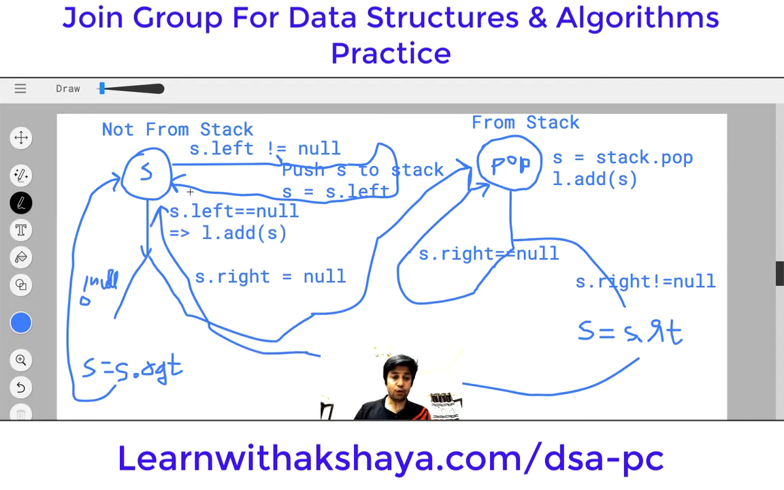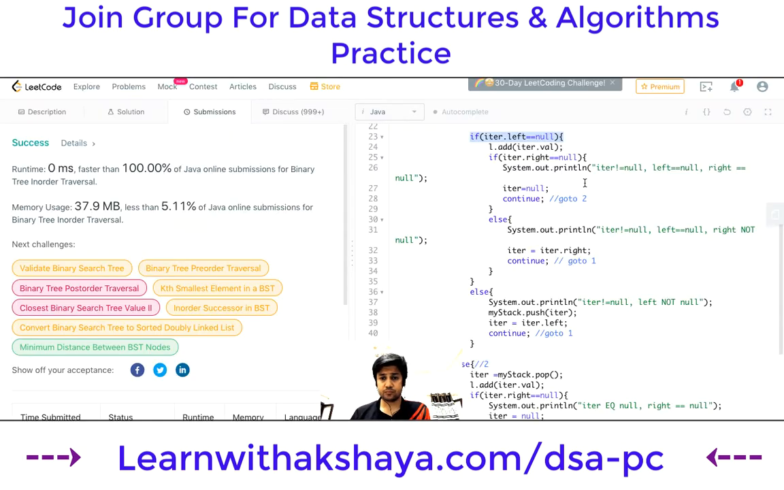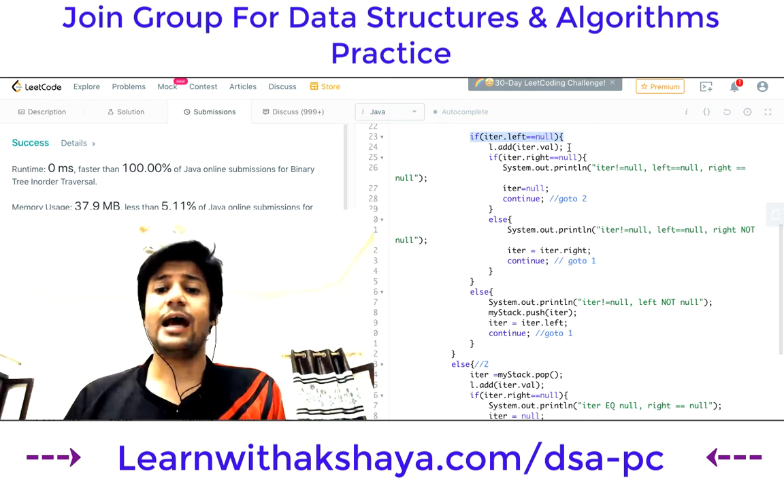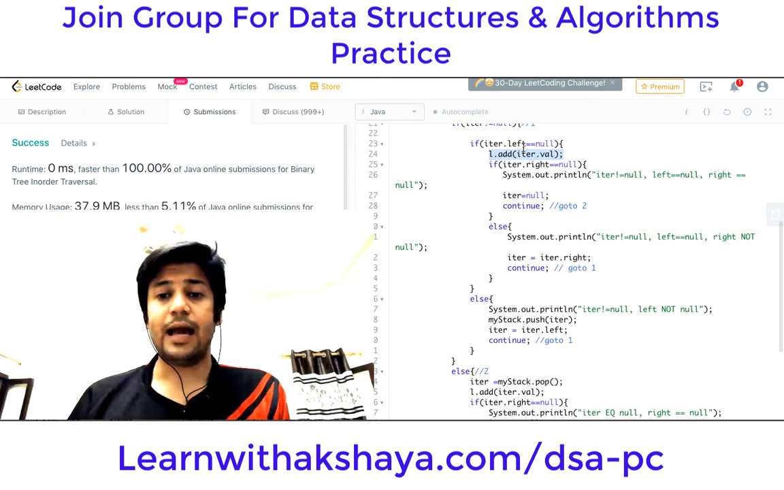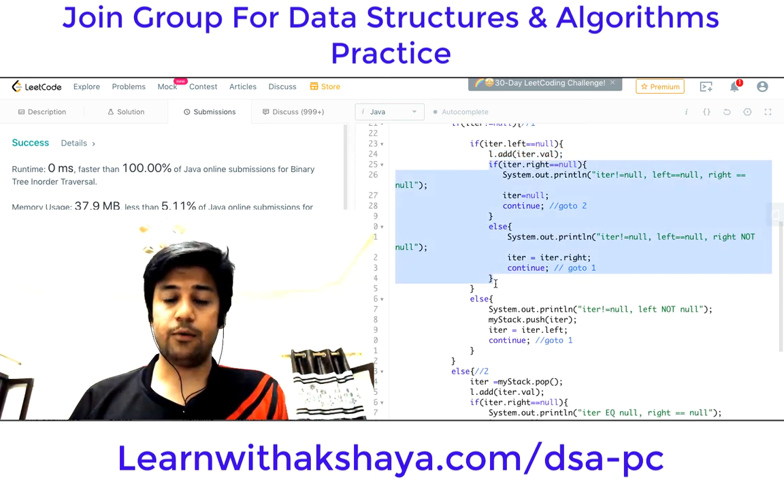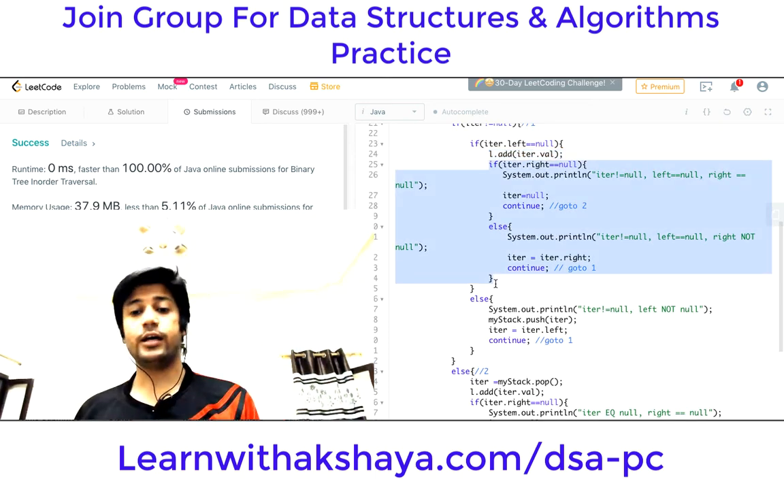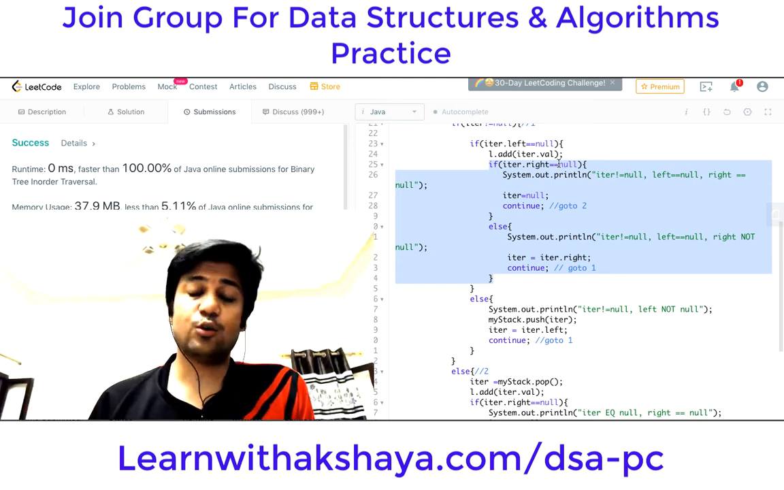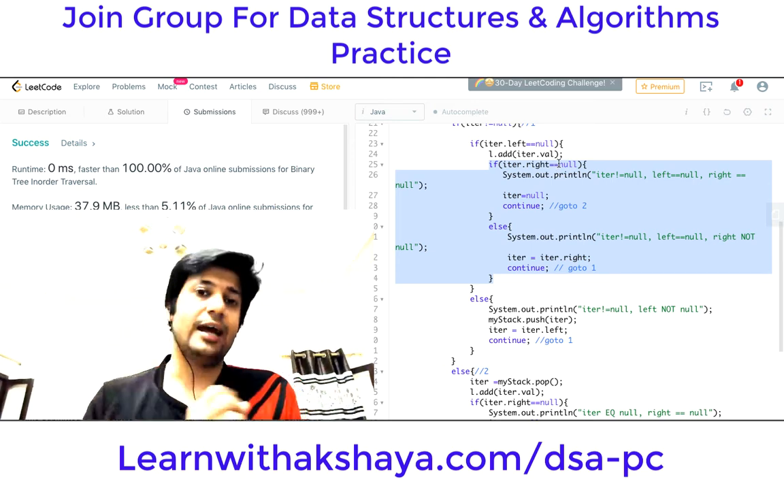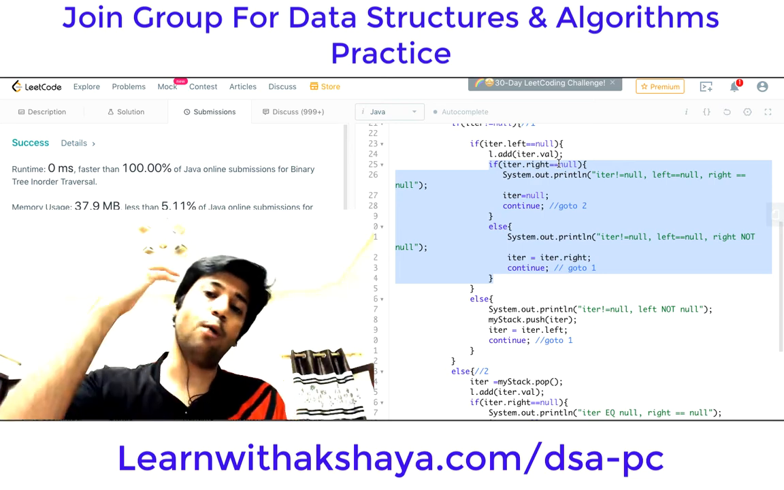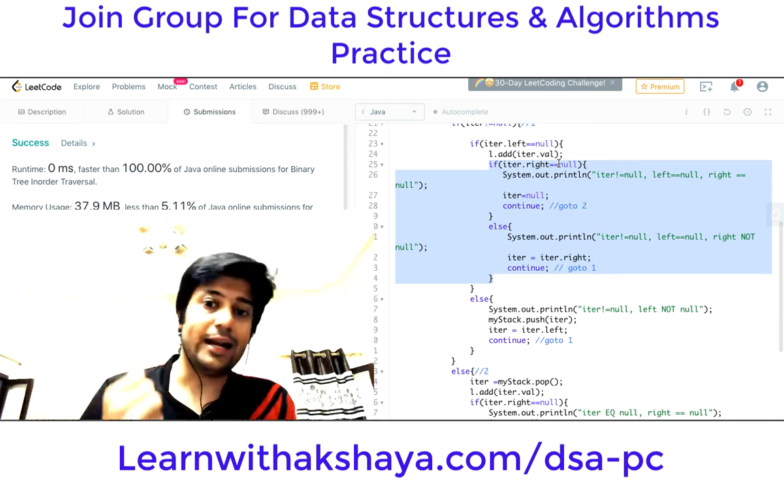If the left is equal to null, then we will add the node to the list and then we will check for right. So if the left is equal to null, I added l.add(iter.value), and then I'm doing a check for the right node, whether it exists or not. If the right node is equal to null, then I'm sure that the current iter which was there has been traversed, and then I will need to pop from the stack the parent node and get it, right?